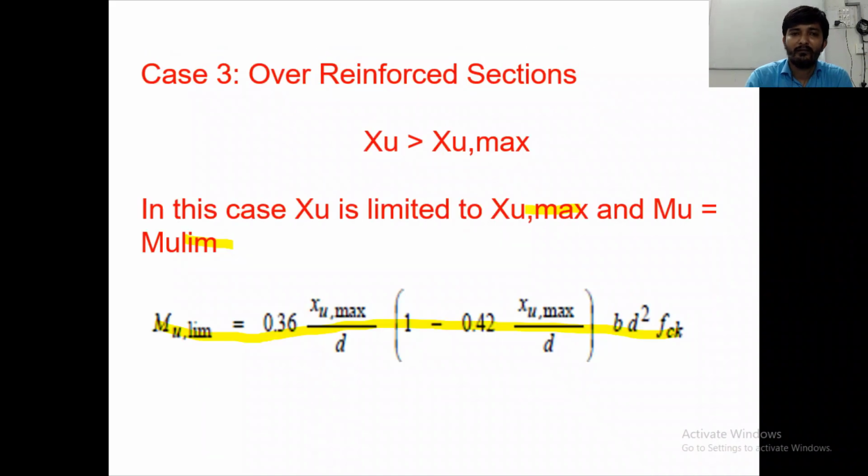So this is how we are going to analyze our beams or differentiate our beams into 3 different cases: over-reinforced, balanced and under-reinforced section. Out of these 3, the most preferred type of section that we use on site is the under-reinforced section wherever possible. Only in certain unavoidable cases are we going to design our section as an over-reinforced section.